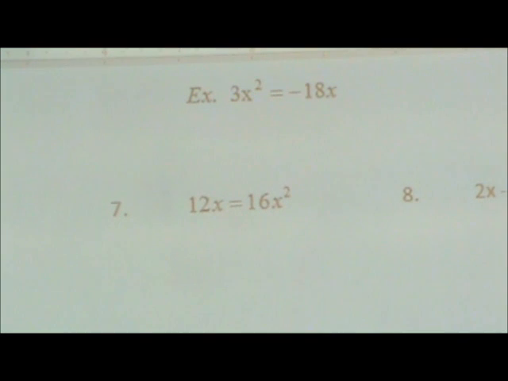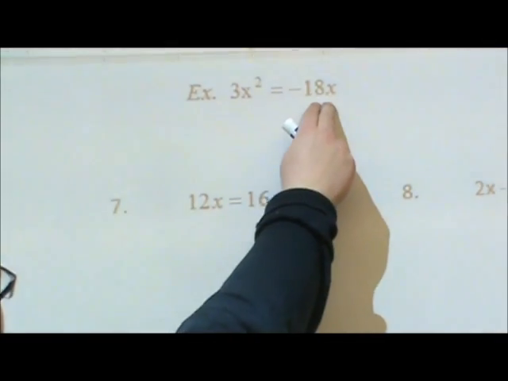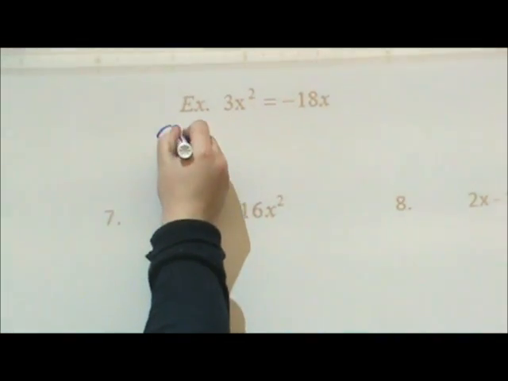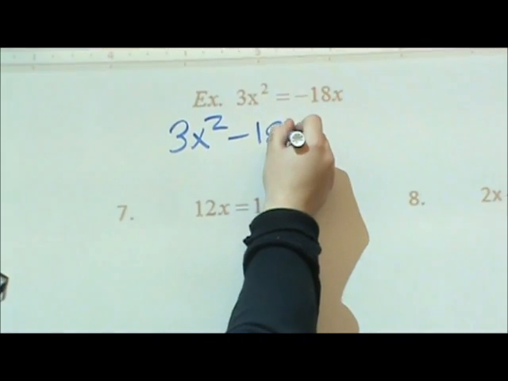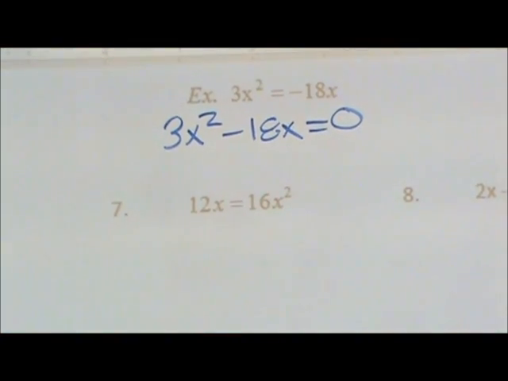Last thing we'll talk about is putting this all together: factoring using the distributive property, GCF factoring, and using the zero product property. To start, we're going to look at the first example up here. 3x squared equals negative 18x. If we're going to factor an equation, it's got to be equal to 0. So I'm going to move this over to this side, and I get 3x squared minus 18x equals 0.